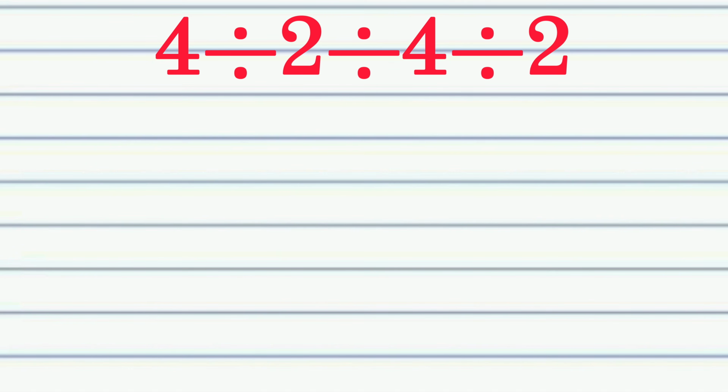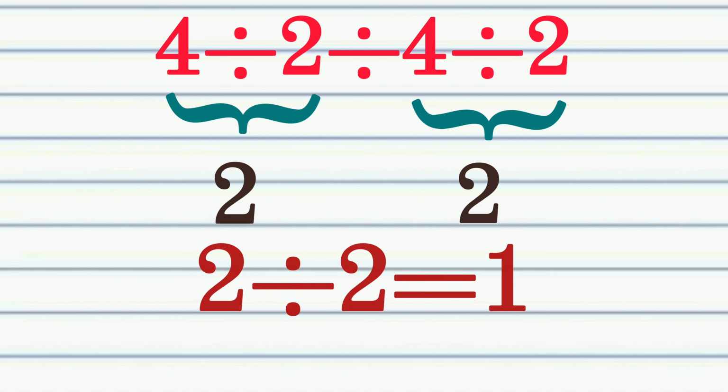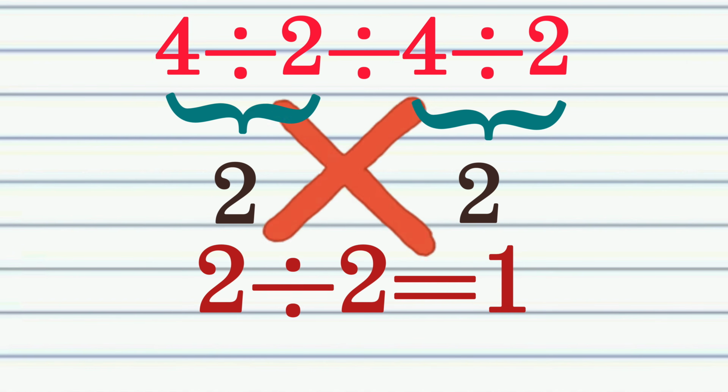Now, many people get this question wrong because they use an incorrect method. Here's what they do. They solve 4 divided by 2 and get 2. Then again 4 divided by 2 gives us 2. And then 2 divided by 2 to get 1. But this answer is completely wrong.